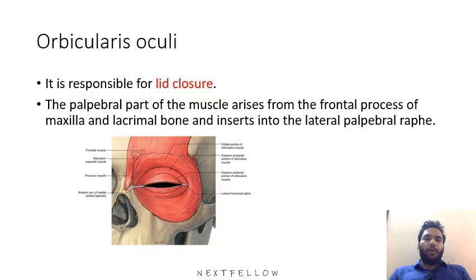Then there is something called Orbicularis oculi. It's responsible for lid closure. Palpebral part of the muscle arises from the frontal process of the maxilla and lacrimal bone, inserts into the lateral palpebral raphe. As you can see here, there is a lateral palpebral raphe on the lateral side, and that's where the insertion happens. This is supplied by the seventh nerve. So lid closure by the Orbicularis oculi is supplied by the seventh nerve, whereas lid elevation by the levator palpebrae superioris is supplied by the third nerve.